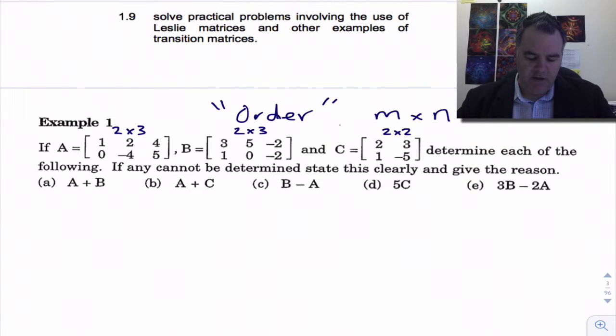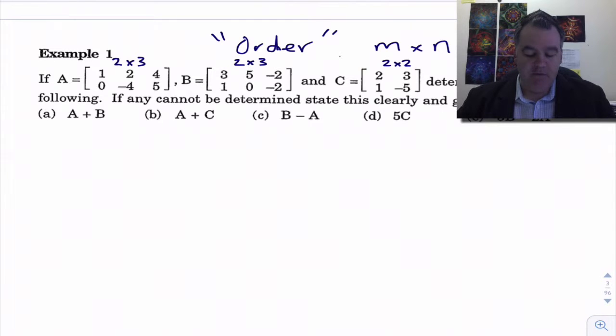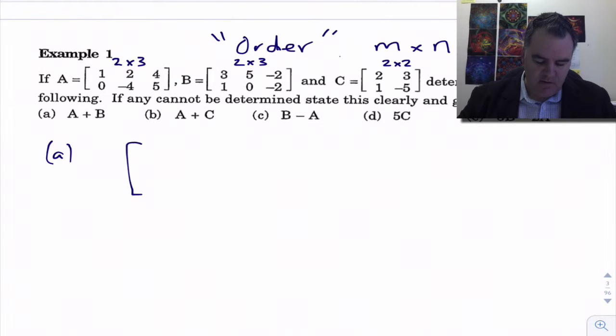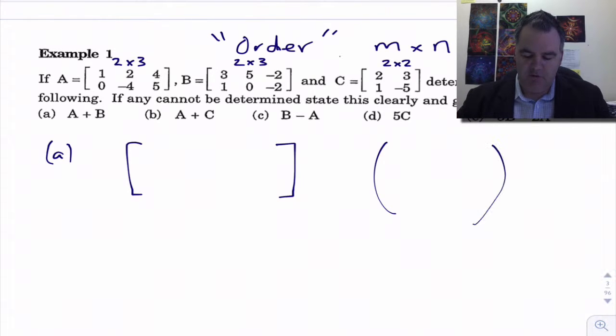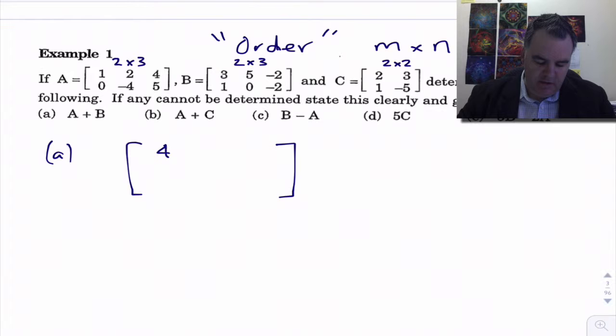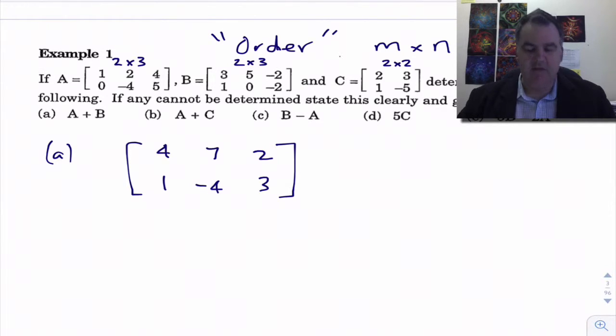Now, as you probably can imagine, adding matrices is really easy. You just add the individual entries in the matrix. So if we were going to do A plus B, and by the way, most of the time for matrices we use these square brackets, but sometimes people do use curly brackets as well, but I normally go with the square brackets. So A plus B is real easy. 1 plus 3, 2 plus 5, 4 minus 2, 0 plus 1, negative 4 plus 0, and 5 plus negative 2. So that is the result when we add the two matrices together.